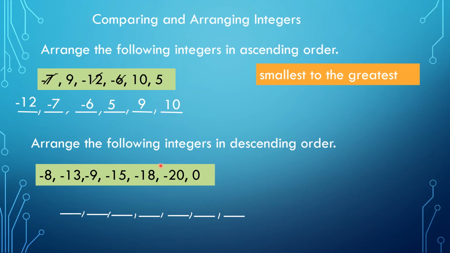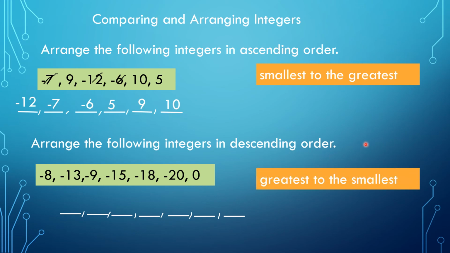Okay, next, arrange the following integers in descending order. When we say descending order, that is from the greatest to the smallest. So we'll start with the greatest number, the biggest number. And we are given here negative 8, negative 13, negative 9, negative 15, negative 18, negative 20, and 0. So all are negatives except 0. And we know that 0 is greater than negative numbers, which means the greatest number here now is 0.